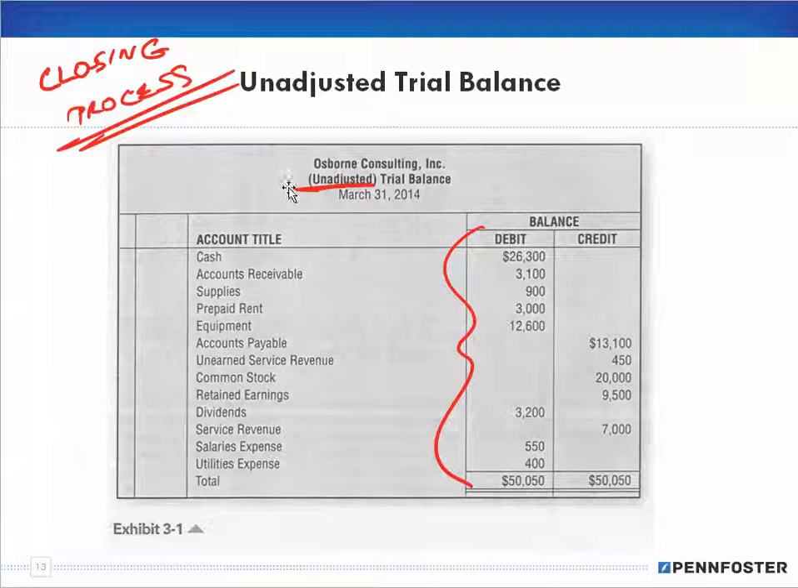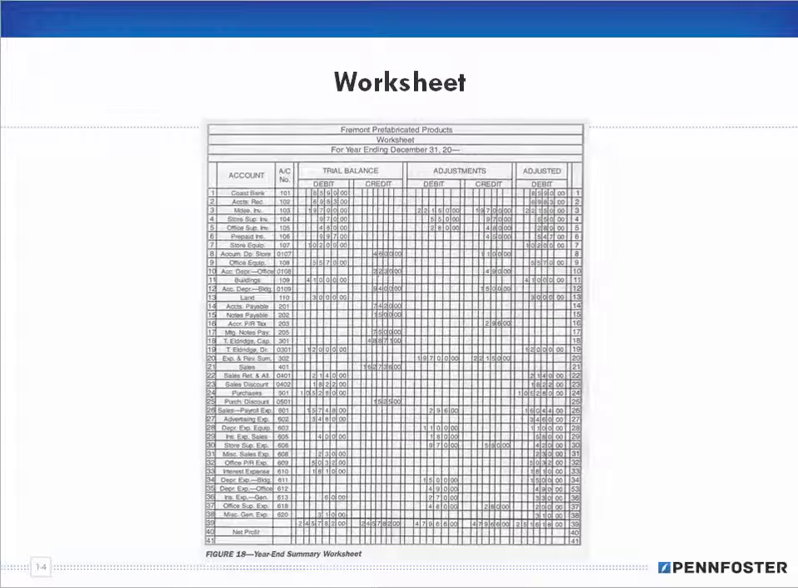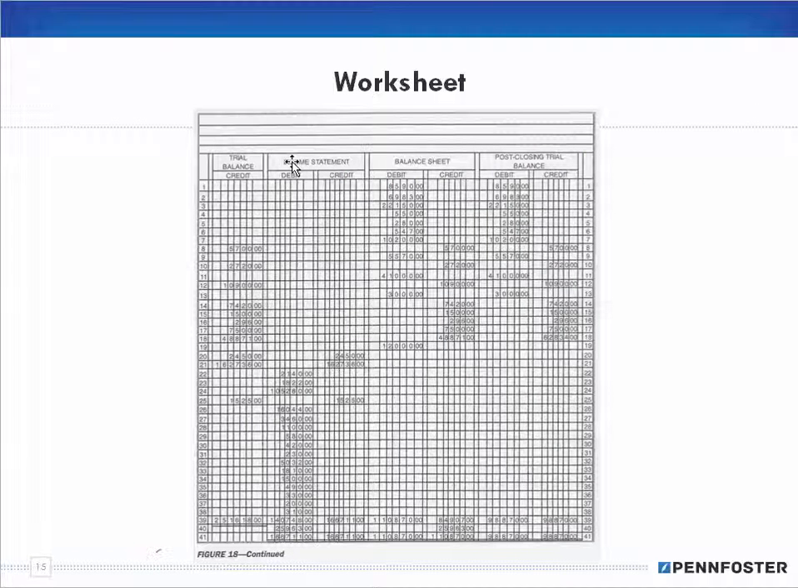Well, remember, at the end of Chapter 2, we were working with an unadjusted trial balance. Now, we're going to go from the unadjusted trial balance, and we're going to make adjustments, which will allow us to create an adjusted trial balance. And from the adjusted trial balance, that will allow us to create an income statement, a balance sheet, make closing entries, and create a post-closing trial balance.